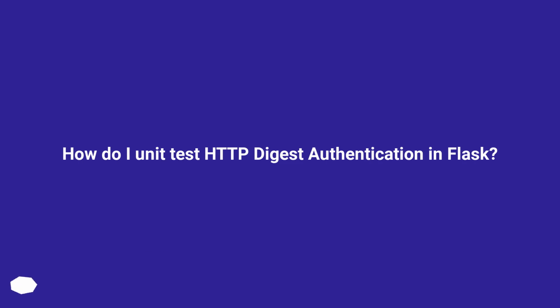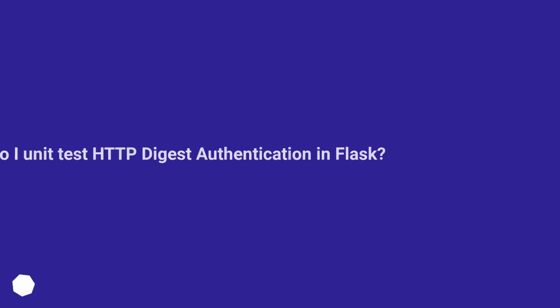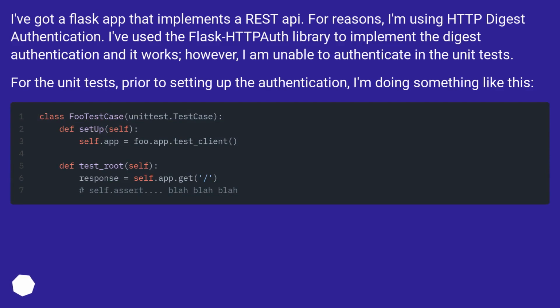How do I unit test HTTP Digest Authentication in Flask? I've got a Flask app that implements a REST API. For reasons, I'm using HTTP Digest Authentication. I've used the flaskhttpauth library to implement the digest authentication and it works. However, I am unable to authenticate in the unit tests.